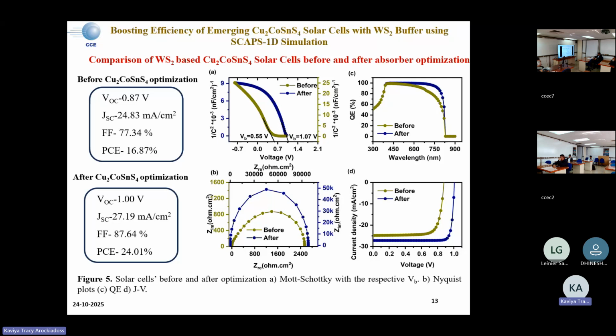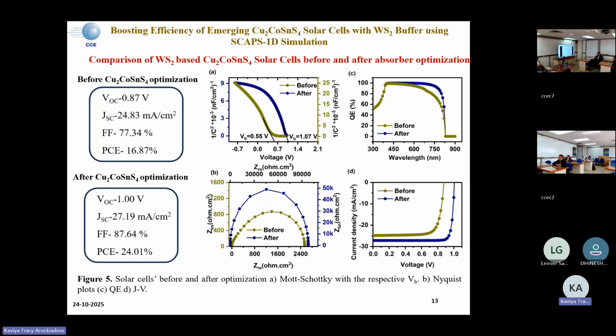And another important thing is that we could see the quantum efficiency also increases after absorber optimization, revealing that the light absorption and the whole process of collection of charge carriers has been drastically enhanced. Also, in the Nyquist plot, we could see that the semicircle of the after-optimization solar cell is larger when compared to the before-optimization solar cell. This larger semicircle shows that the solar cell after optimization has higher recombination resistance than the before-optimization solar cell.